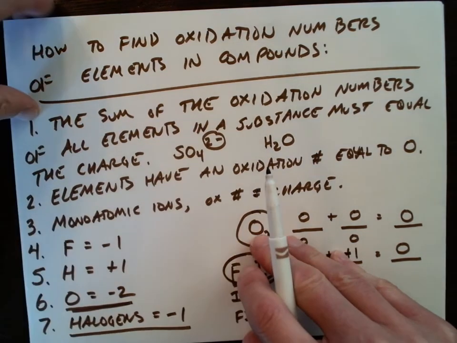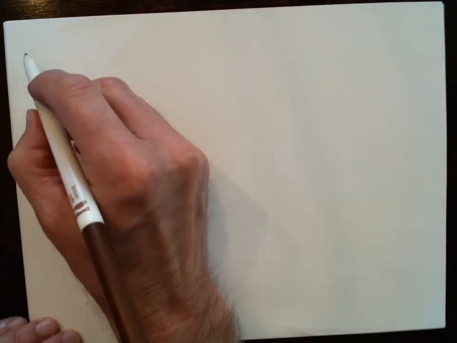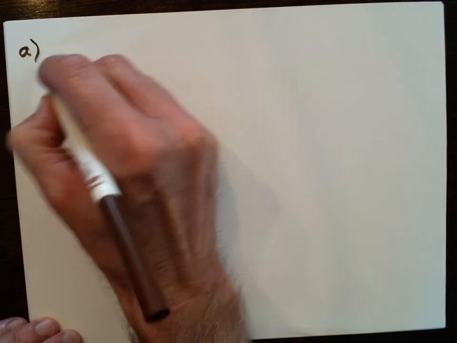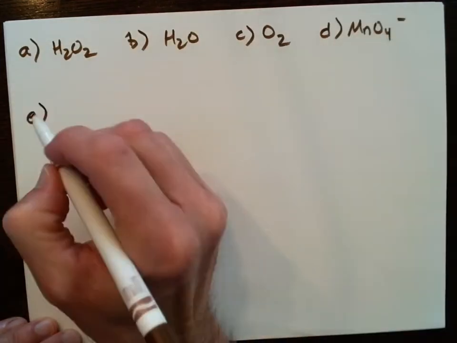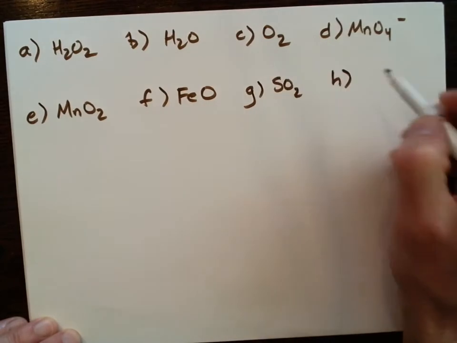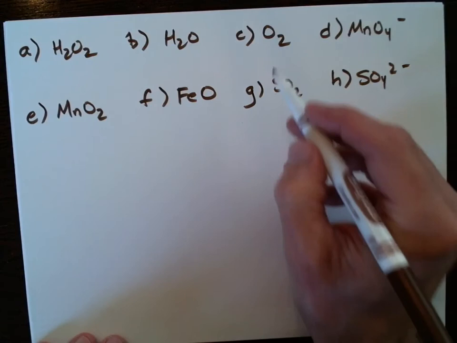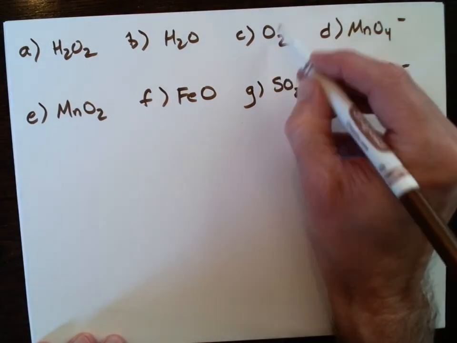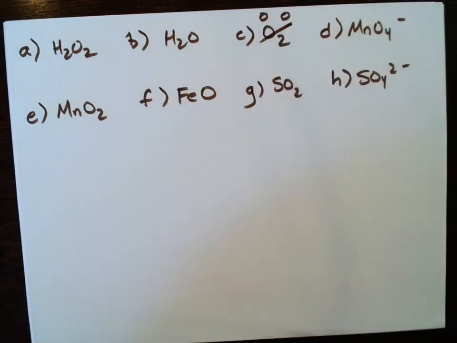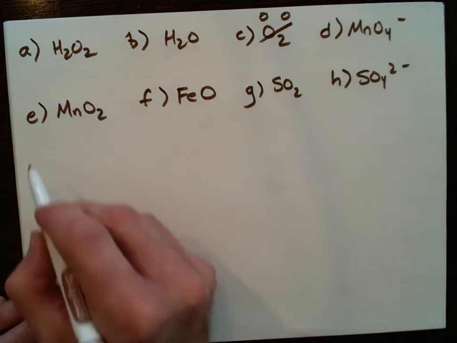Let's go over some examples. We're going to find the oxidation numbers of all the elements in these compounds. Okay, actually we already did this one, didn't we? It's 0 for oxygen and 0 for oxygen, so we can cross that one out. Let's start with H2O2.